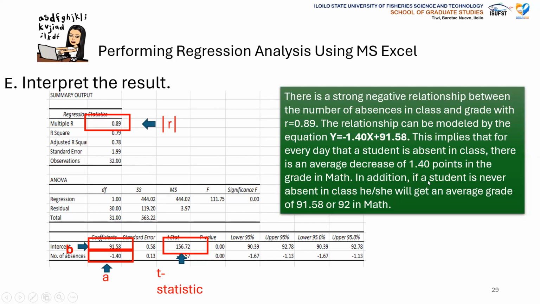In addition, if a student is never absent in class, he or she will get an average grade of, in this equation, substitute x by 0, and you will get 91.58 or approximately 92 in math, because it is rounded.